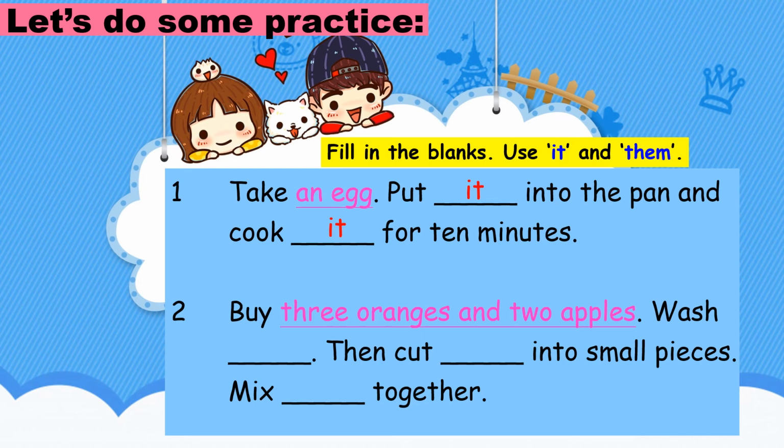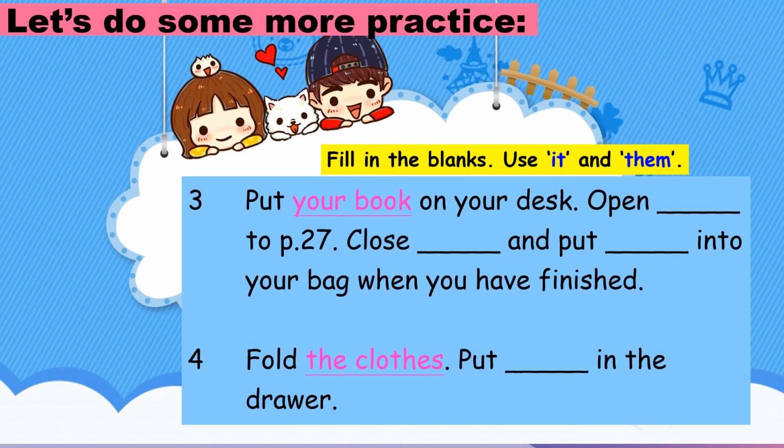Let's check. Buy 3 oranges and 2 apples. Wash them. Then cut them into small pieces. Mix them together. Well done. Can you do number 3 and number 4 by yourself? Number 3. Put your book on your desk. Open to page 27. Close and put into your bag when you have finished.